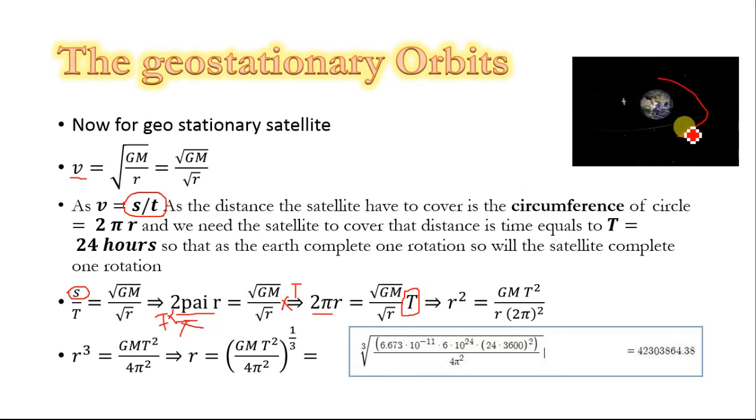So for a satellite to be a stationary object in the sky, we need the satellite to cover one revolution in 24 hours. So that as the Earth completes one revolution, the satellite also completes one rotation. And we will notice the satellite as a stationary object in the sky.